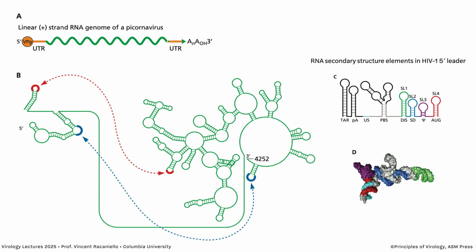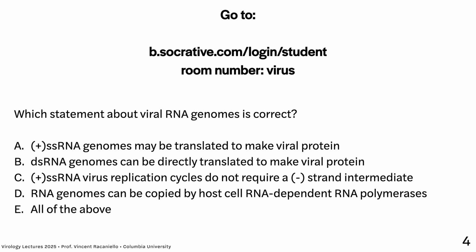They're very complicated. All right, our last question is, what statement about viral RNA genomes is correct? A, plus single-stranded RNA genomes may be translated to make viral protein. B, double-stranded RNA genomes can be directly translated to make viral protein. C, plus single-stranded RNA virus replication cycles do not require a minus-strand intermediate. D, RNA genomes can be copied by host cell RNA-dependent RNA polymerases, or all of the above.